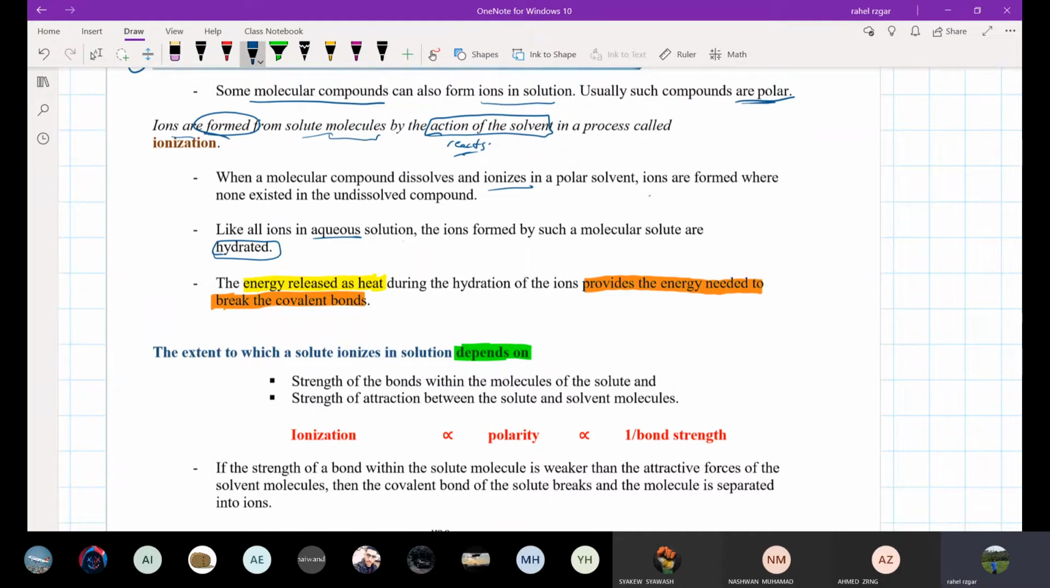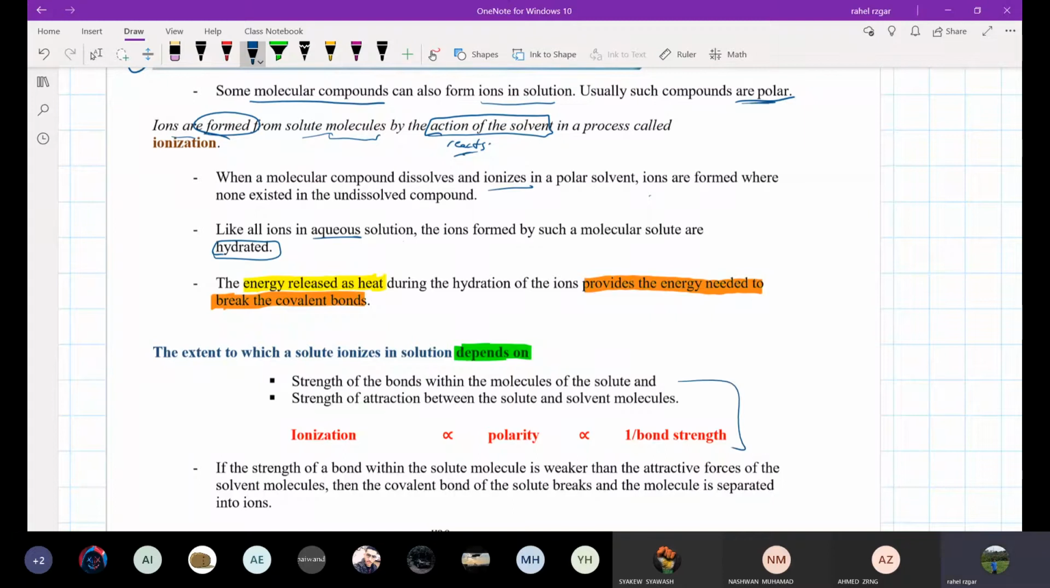And what else? Because if the bond is very strong, it will not become an ion. What else do we have? Strength of attraction between the solute and the solvent molecules. How strongly can the solvent attract the solute? Can it separate the solute or not? Does it have a good attraction or not? All right.